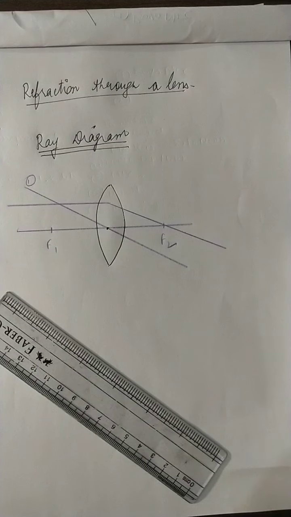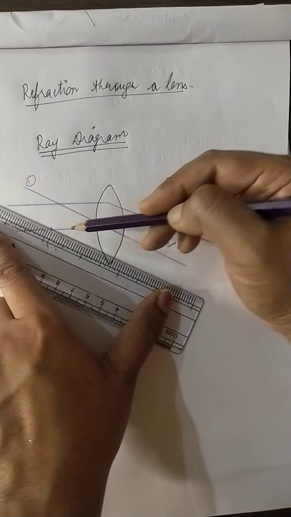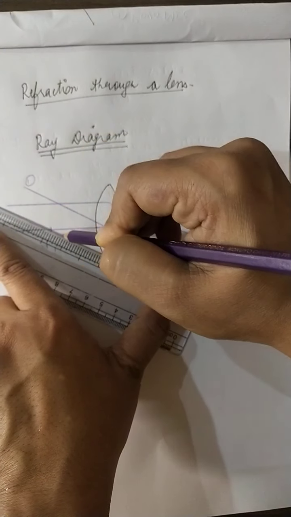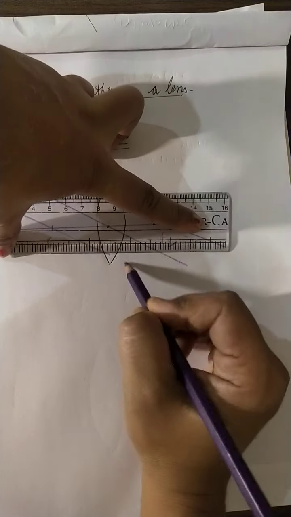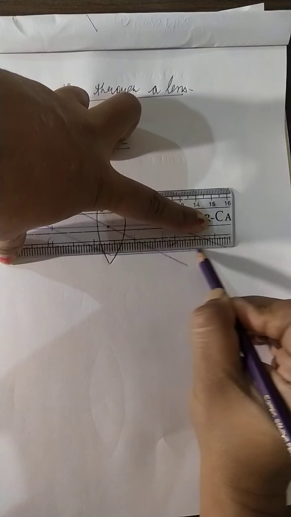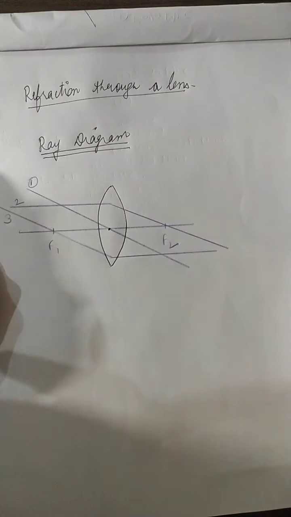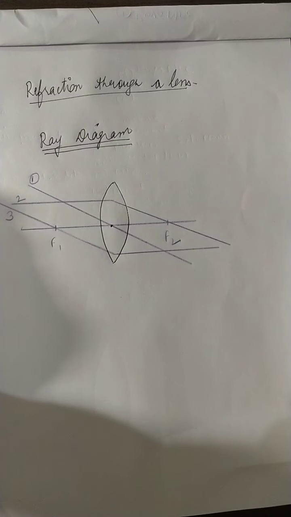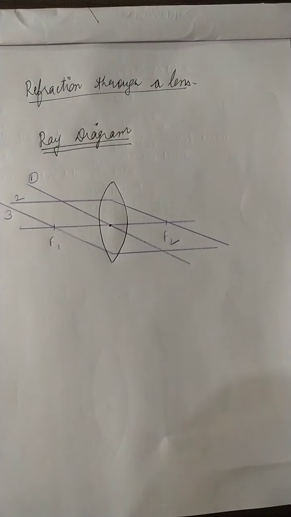Right? Clear? The third ray passes through the focal point F1. After passing through the focal point F1 and after refraction through the lens, it becomes parallel to the principal axis. Three rays are there: 1, 2, 3. That we have done in the last class, right? So here we have three rays. With the help of these three rays, we'll draw the different images formed by the lens, right? So I'm starting with the first ray diagram.